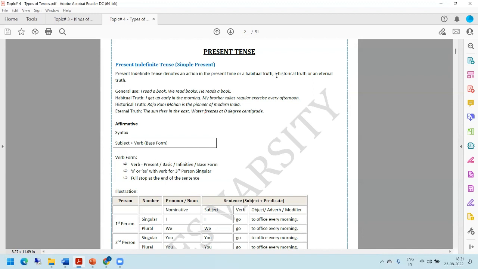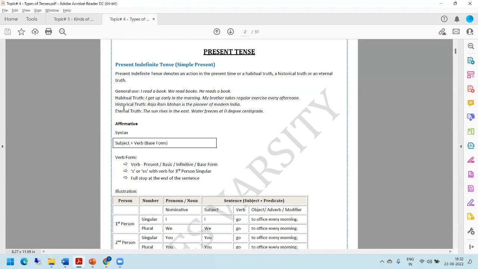Similarly, a historical truth as well. Historical truth, like Raja Ram Mohan Roy is the pioneer of modern India. Eternal truth, like the sun rises in the east. Water freezes at 0 degrees centigrade. So we can say that present indefinite tense, or simple tense, is used to express habitual truth, historical truth, and eternal truth.